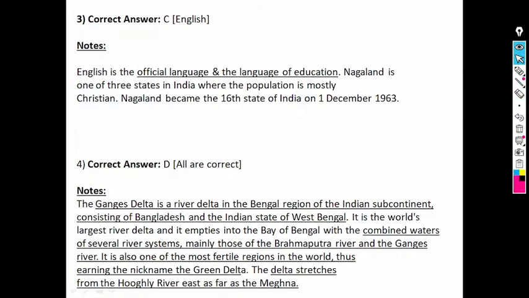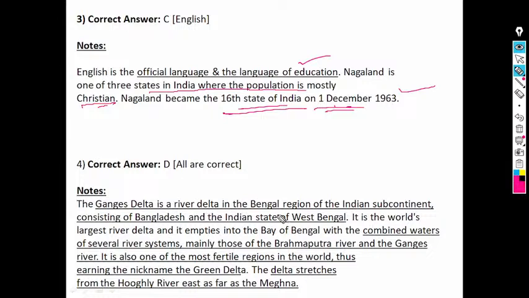Look, principal language, English is the official language and the 8th schedule language of education. Nagaland is one of the states in India where the population is mostly Christian, the state with the most Christian population. Nagaland became the 16th state of India on 1st December 1963.